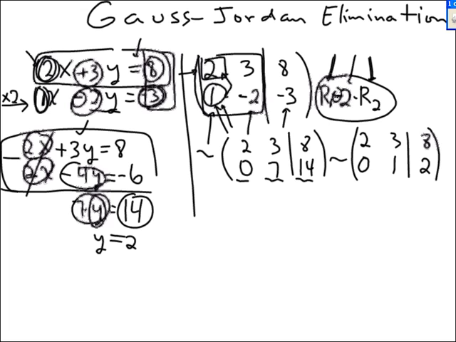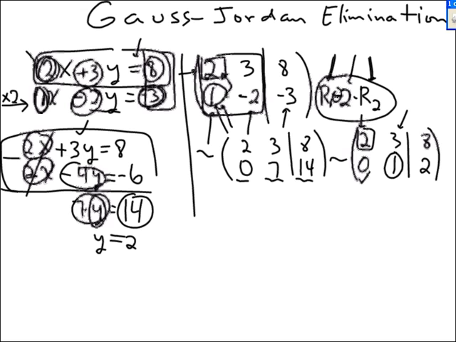What would we do next? So I am done with column 1. There's my first non-zero entry in row 1. What's below it is 0. Row 2, here is my first non-zero entry. I need to get what's above it to be 0.